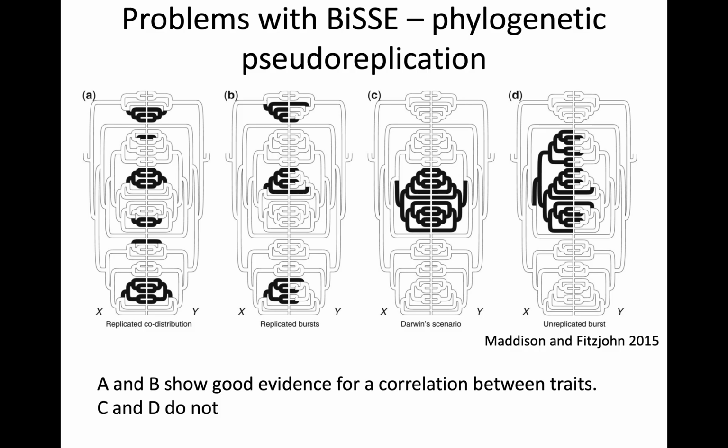The same is true for panel D. Here the shifts are a little different for Y in that it arises multiple times, but all within the clade that has a single shift for X. So that's not good. What we need is what's shown in panels A and B, where in multiple independent locations both traits arise. And BiSSE is a little sensitive to this, just like other methods of character analysis are also.